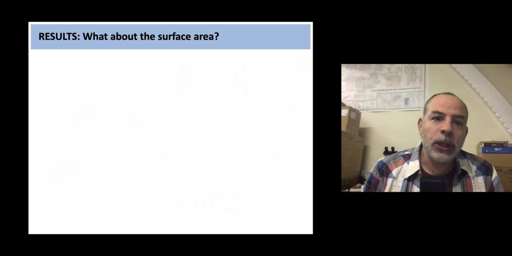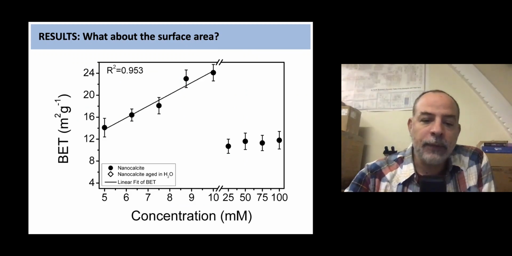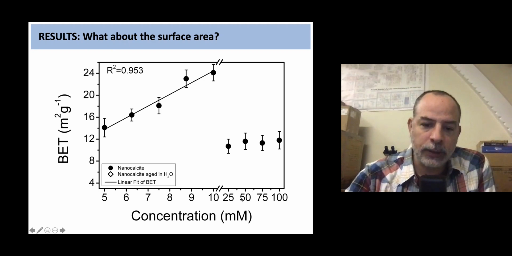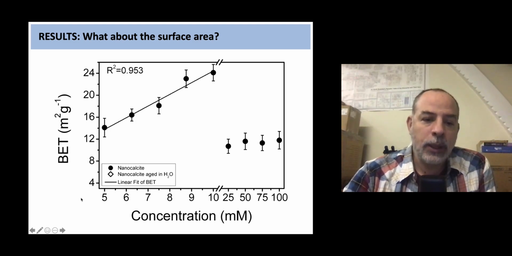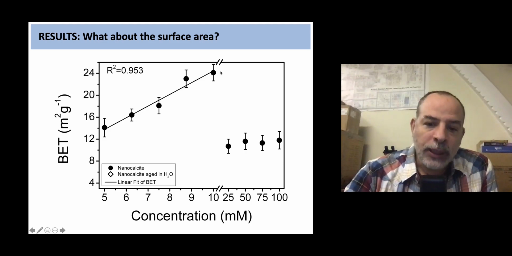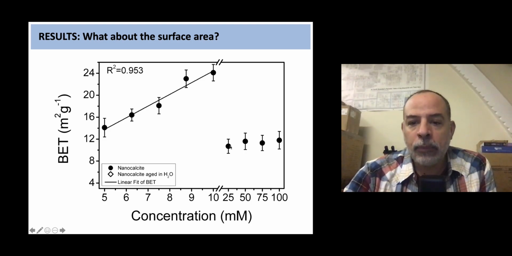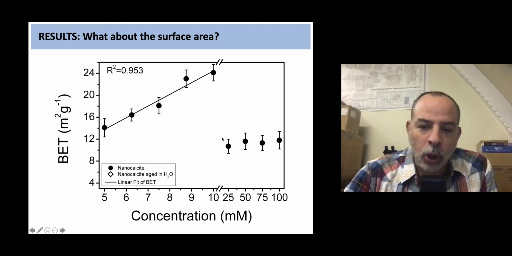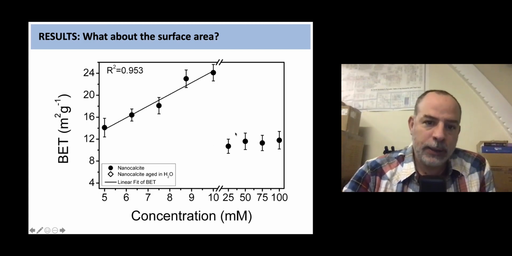First thing, let's try to see the surface area. Okay, this graph shows you the concentration of the starting solutions, and here you can see the surface area in square meters per gram. And what we see is that if we use solutions from 5 to 10 millimolar, we get an increase in surface area. Concentrations above 10 millimolar result in a lower surface area. So I will tell you why this is happening in a moment.